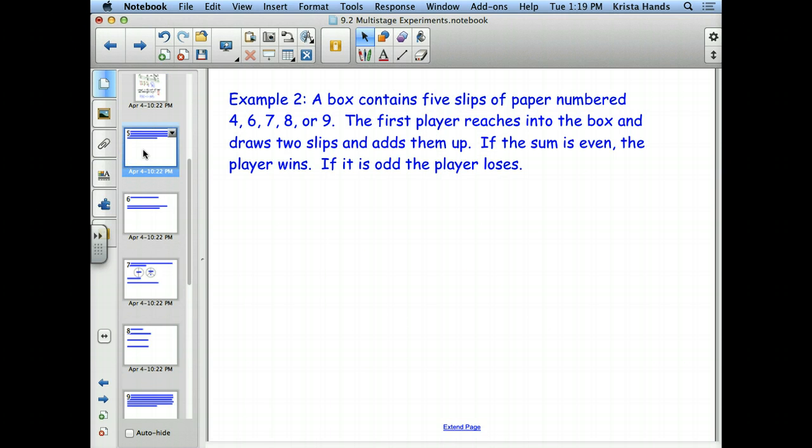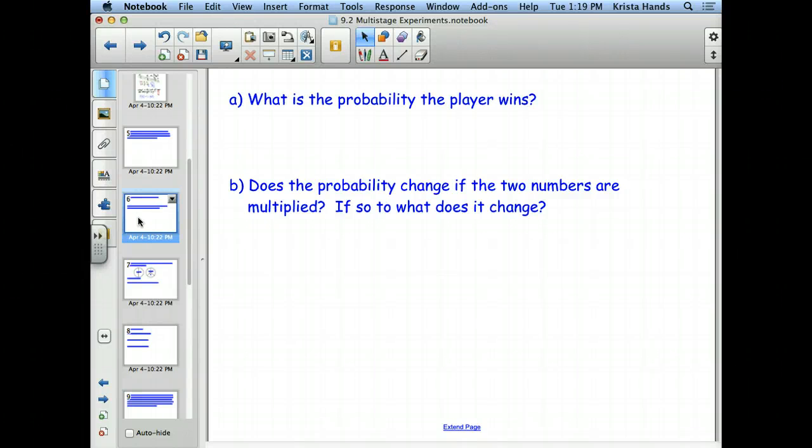A box contains 5 slips of paper numbered 4, 6, 7, 8, or 9. The first player reaches in the box and draws out 2 slips of paper and adds them up. If the sum is even, they win. If it's odd, they lose. Okay, so we're coming back to this slide to do some work, but the questions are over here. Part A says, what is the probability the player wins?